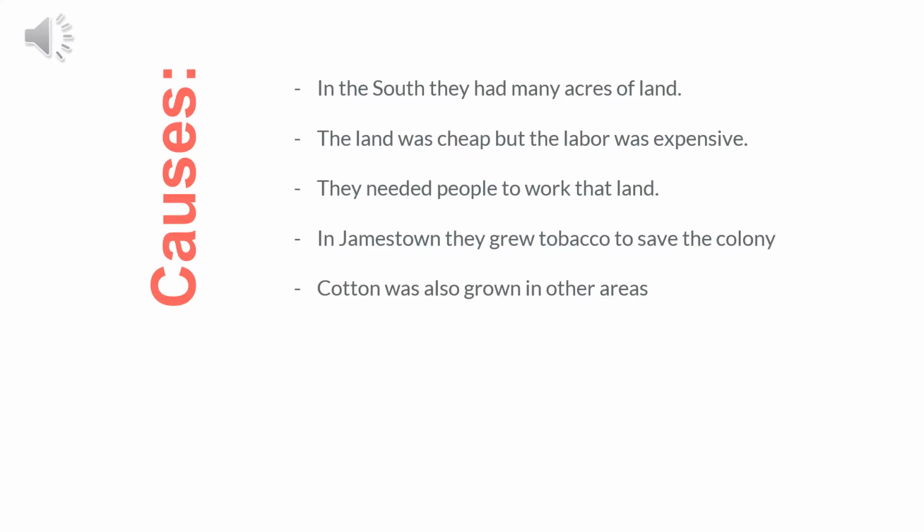The causes of immigration and migration affecting the workforce in the South is that in the South they had many acres of land. The land that people bought was cheap, but they needed people to work that land, and those people were expensive. An example of the land was that in Jamestown during winter of 1611, they grew tobacco to save the colony. Another example of using the land was that cotton was also grown in other areas later on.